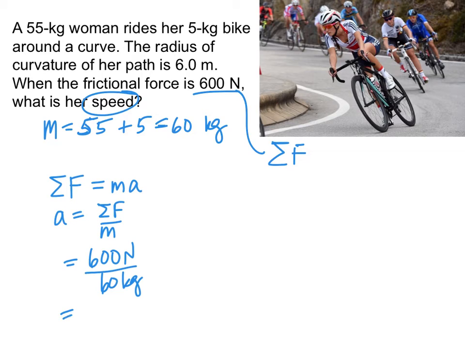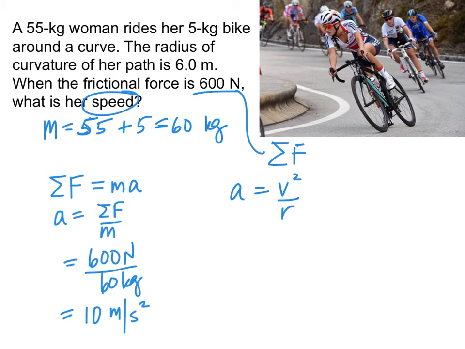Hopefully you can do that one in your head, right? That's 10. A newton divided by a kilogram doesn't look like it, but that's actually meters per second squared. Recall that if you put standard units into a physics formula, you get standard units out. And so 10 would be our acceleration. Then we would want to use our centripetal acceleration formula.